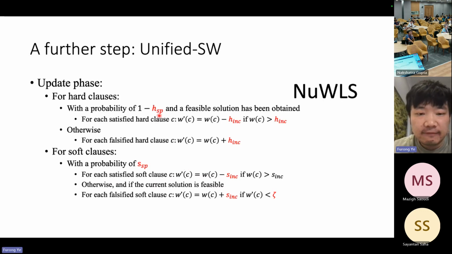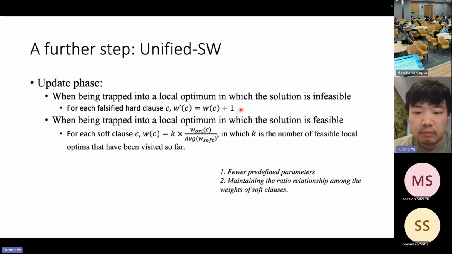And in the update phase, recapping the strategy in NuWLS, we could see there are many parameters introduced. In our method, if we are trapped in a local optimum in which the solution is infeasible, we will only increase the weights of hard clauses by 1. And if we are trapped in a local optimum in which the solution is feasible, we will update the weights of soft clauses in this way.